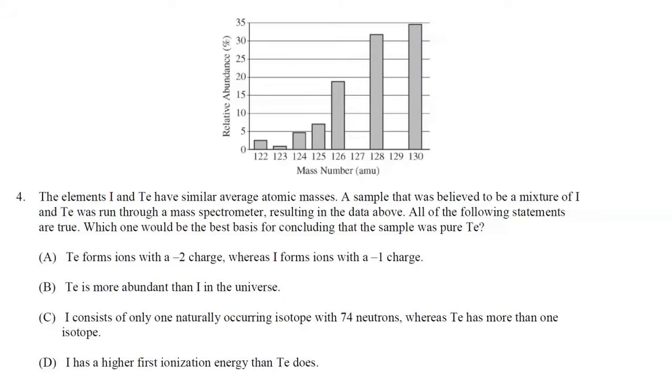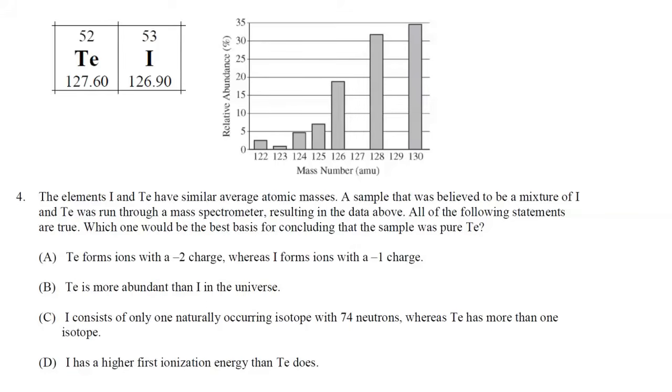Question 4. It says the elements iodine and tellurium have similar average atomic masses. And we can see this if we look on the periodic table. The atomic mass of tellurium is 127.6. The atomic mass of iodine is 126.9. So yes, they are similar. A sample that was believed to be a mixture of iodine and tellurium was run through a mass spectrometer, resulting in the data above. All of the following statements are true, but which one would be the best basis for concluding that the sample was pure tellurium?